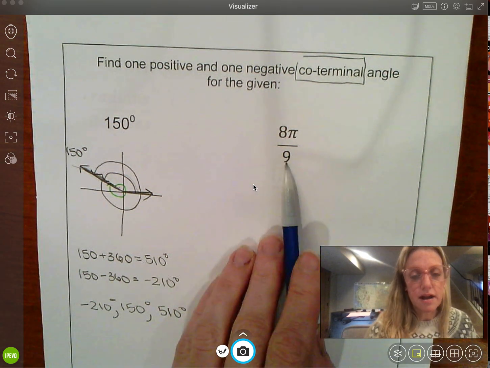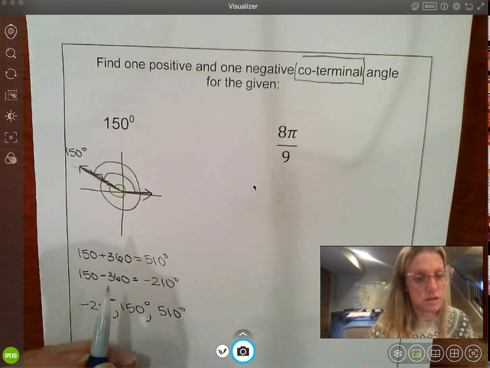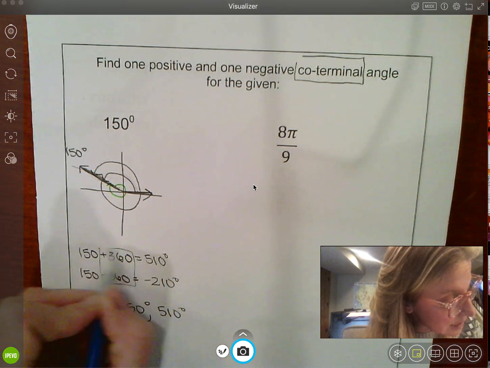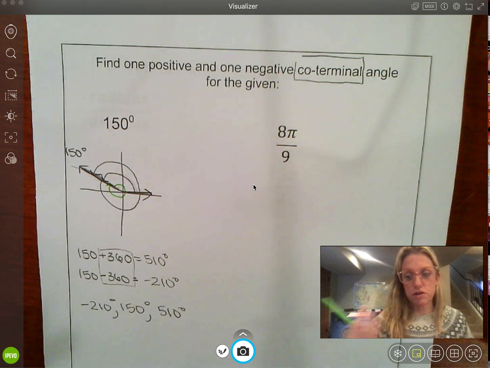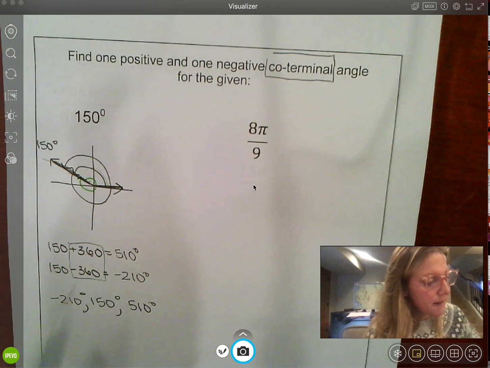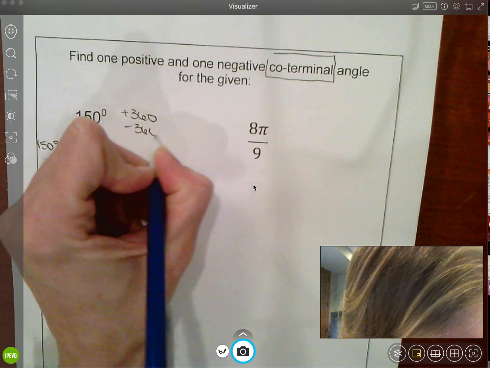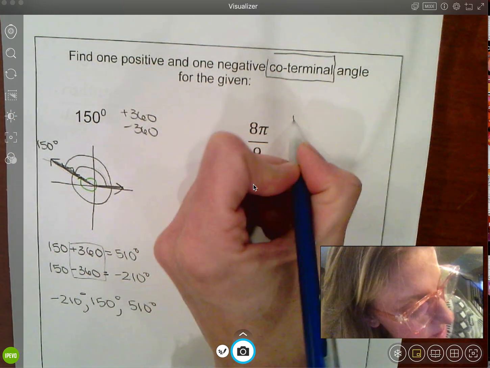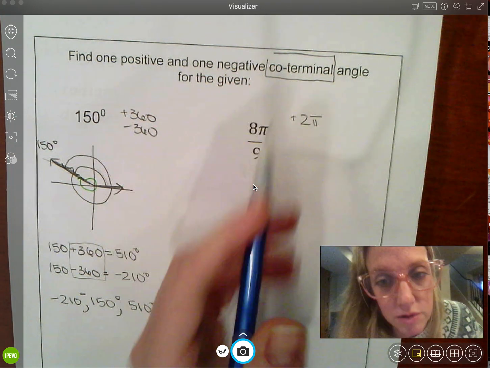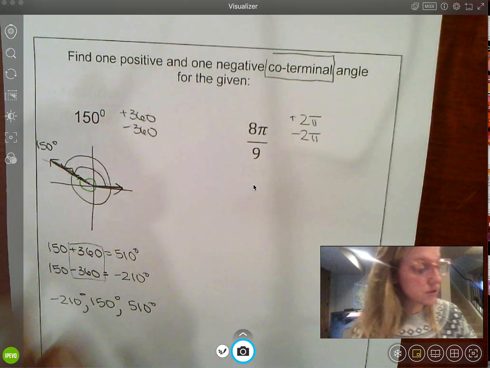Now, it's not hard to do this in radians. When we were doing positive and negative coterminal angles in degrees, all you're doing is adding 360 or subtracting 360. No big deal. That's one full rotation around. So for degrees, add 360, subtract 360. Well, I think it would make sense when you're in radian mode, a full rotation would be 2 pi. So you're going to add 2 pi and subtract 2 pi.